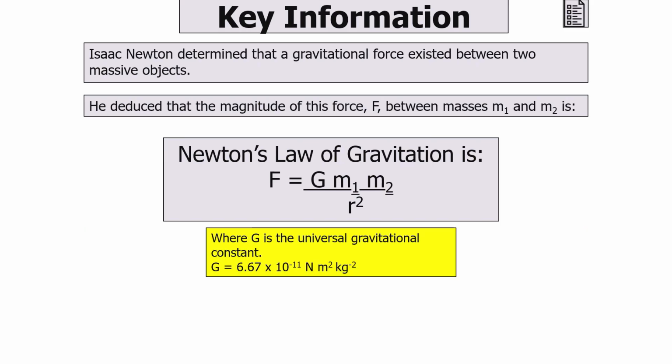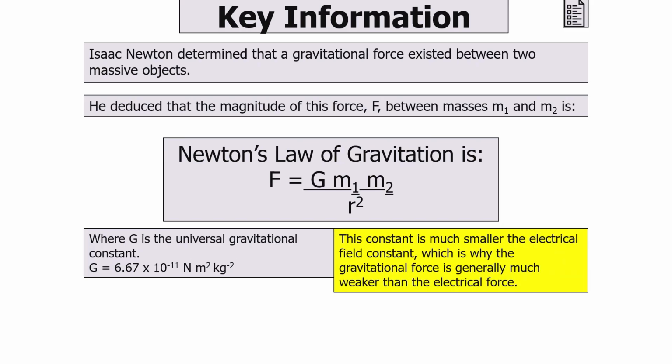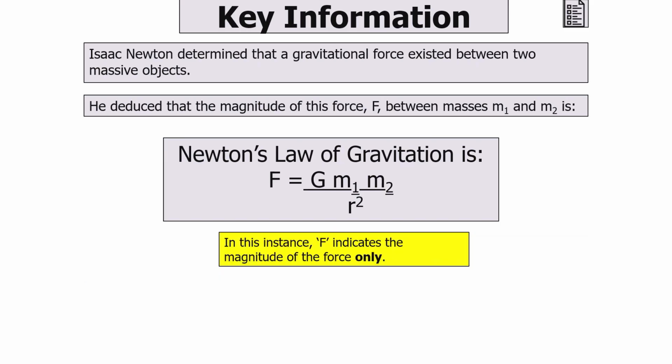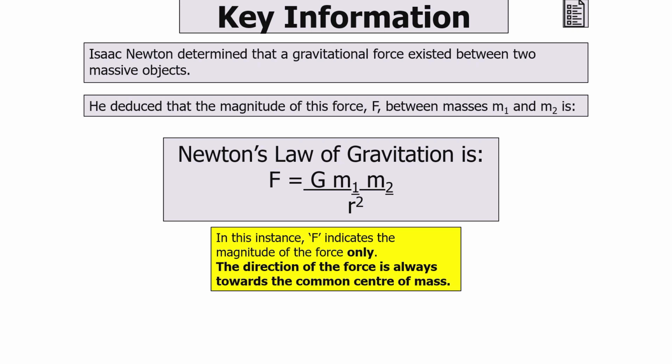We must note that big G in this equation is the universal gravitational constant, which is equal to 6.67 times 10 to the minus 11 newton metres squared per kilogram squared, or N m² kg⁻². Note this value is very small, which is why gravitational forces can only be easily observed on very massive objects. Again, this constant is much smaller than the electrical field constant, which is why the gravitational force is generally much weaker than the electrical force. Please remember, in this instance, F indicates the magnitude of the force only. The direction of the force is always acting towards the other object, so it is always acting towards the common centre of mass.